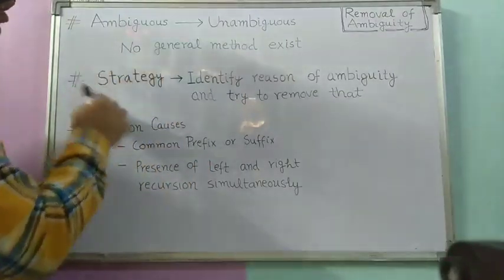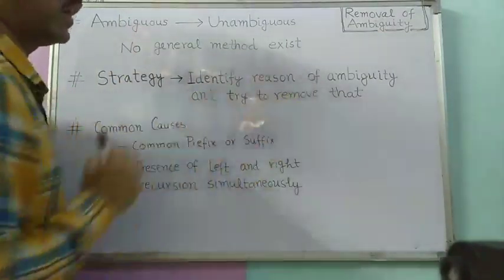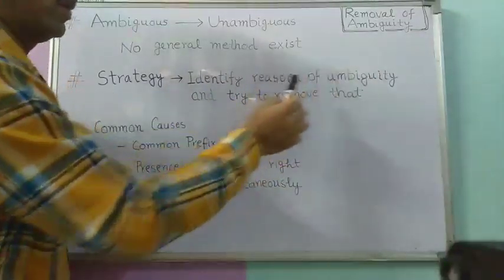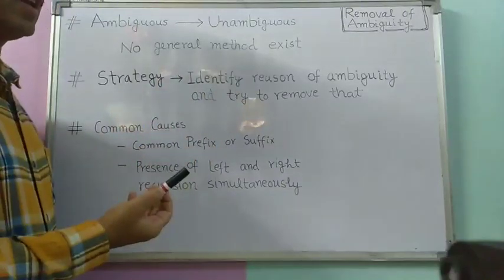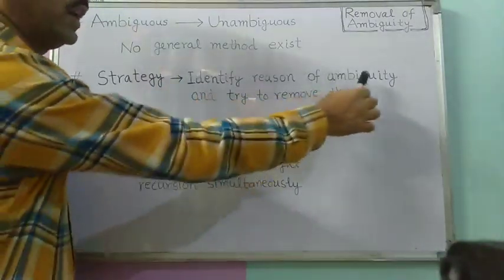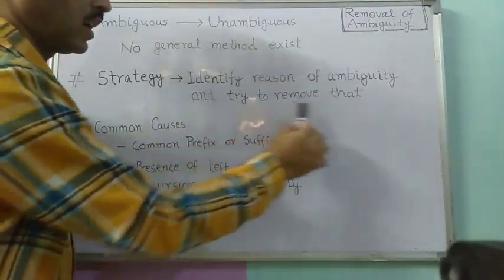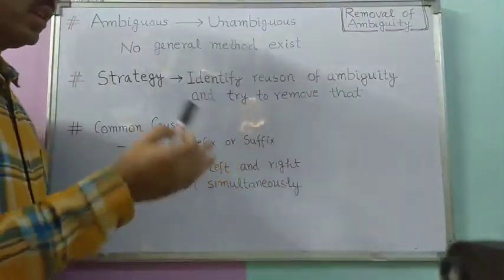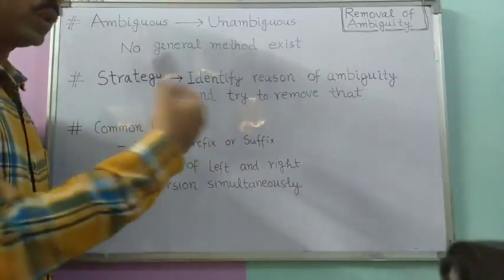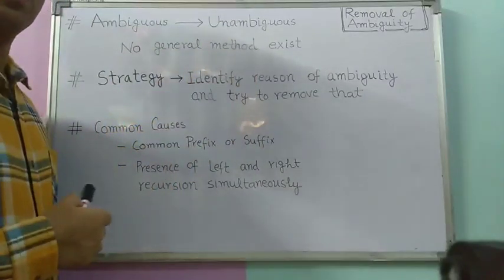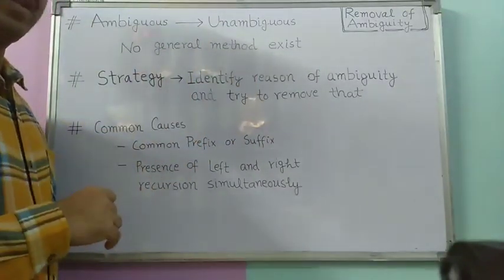So the strategy is we will try to identify the reason for that ambiguity, the reason from which the grammar has become ambiguous. We'll try to find that reason and then try to remove it. First we'll identify the reason and then we will try to remove it. So possibly we may find an unambiguous grammar from an ambiguous grammar.